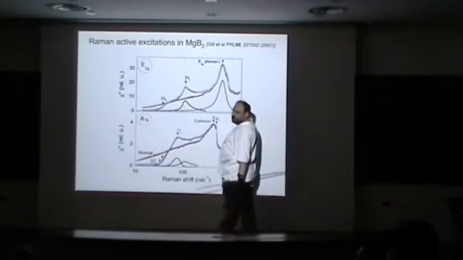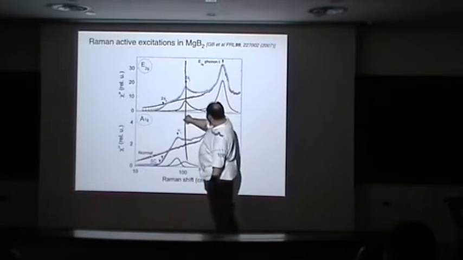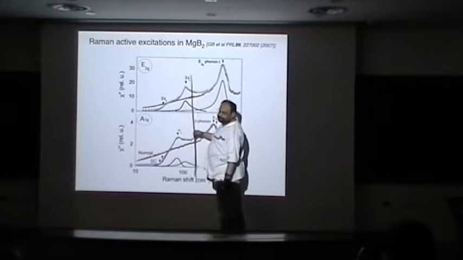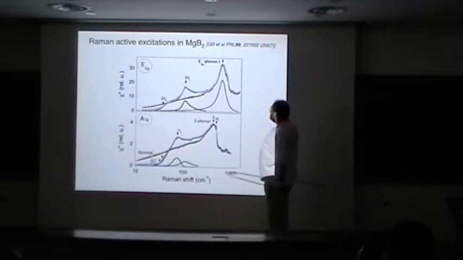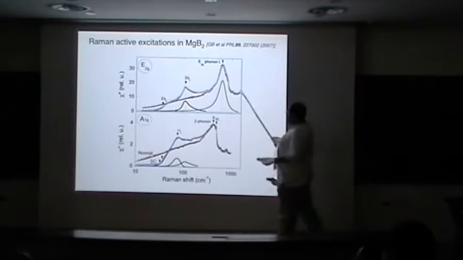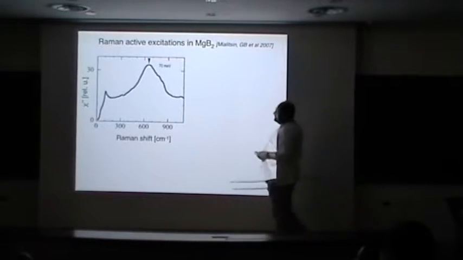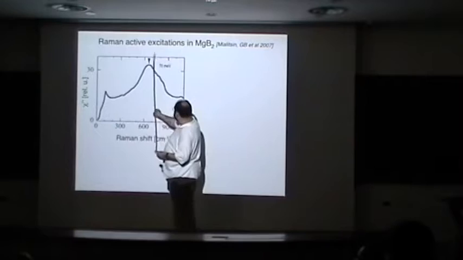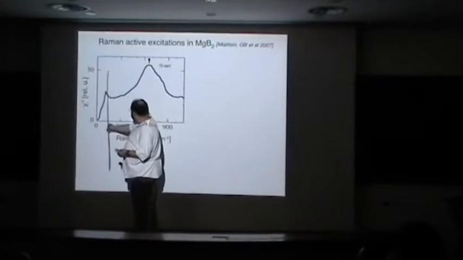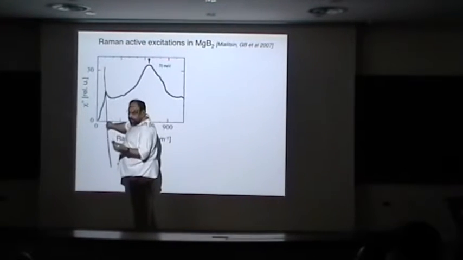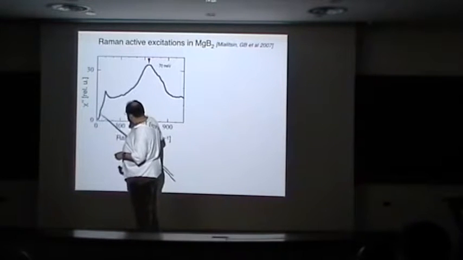Intensity for that comes from nowhere. And, well, I will argue that this is the largest gap in there. Besides, what else do we see? We see this phonon. And this is now the same data in linear scale. So this is the phonon. This is the coherence peak, the large gap 2Δ. This is the fundamental gap.